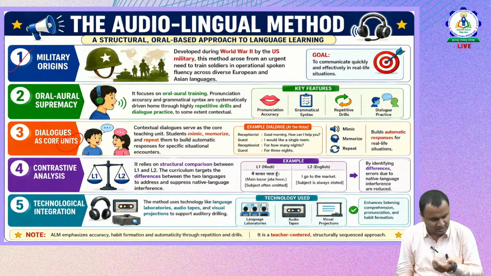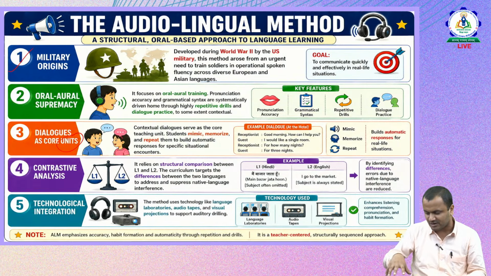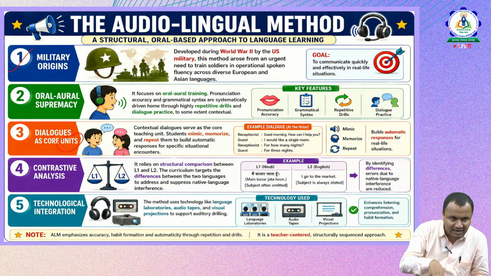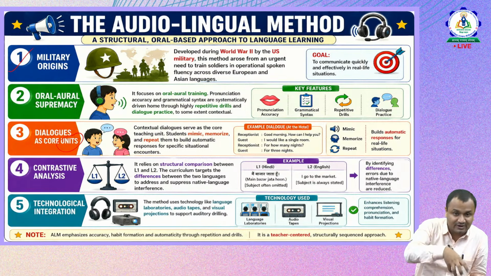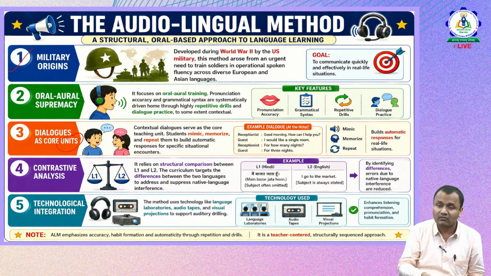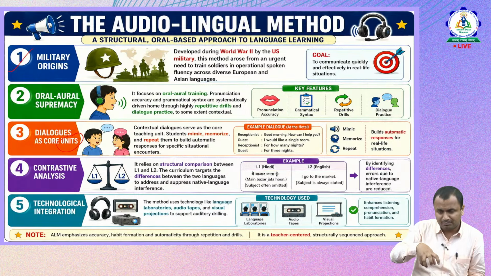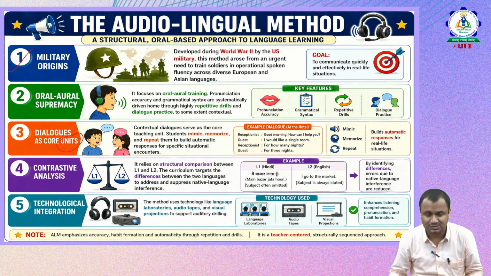A native speaker will create a context. In that context, they will create the dialogues. Now those dialogues will be given to the learner, and the learner will practice, will drill that dialogue n number of times, and will try to mimic, imitate, memorize, and repeat that drill n number of times, and then make that particular dialogue a habit of speaking.